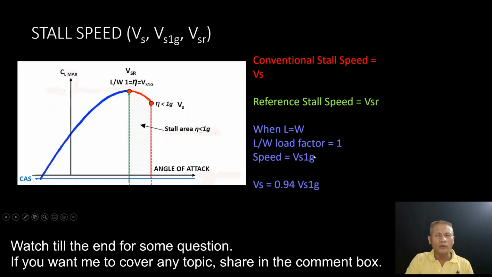So if we try to correlate between the conventional stalling speed and the VS1G, since the VS1G is higher than that of the stalling speed, the relationship becomes V stalling is equal to 0.94 times VS1G. So from now onward, if I mention the stalling speed, I will be referring to the VS1G only.